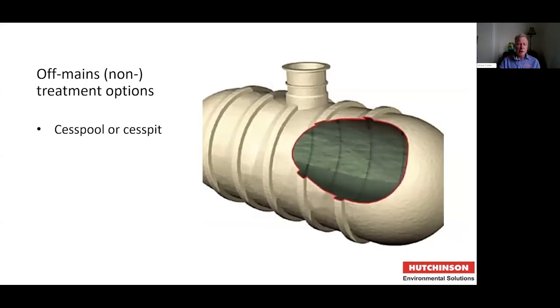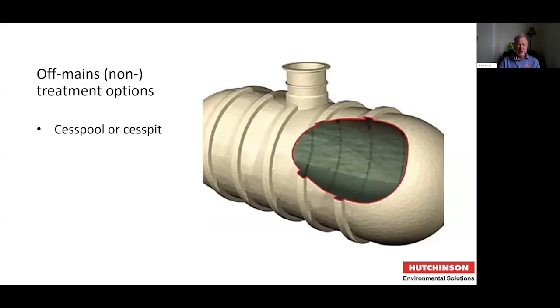Another non-treatment option, and this is the least favoured of all of them by the regulatory authorities, is a cesspool or a cesspit. As you can see there, there is just a hole in the top of that tank, which is for putting in a vacuum hose to empty it. Ignore the gaping hole in the side. That's basically so you can see inside and see that there's nothing in there.